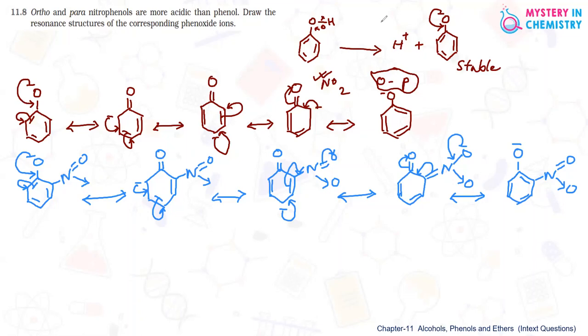In the case of para, again, the nitro group is at the para position and directly it is also helping in resonating structures. So first one is the double bond, and after that oxygen is here, and this is the phenoxide ion when the nitro group is at the para position. This is the first phenoxide ion, para nitrophenoxide ion, and what are the resonating structures here?